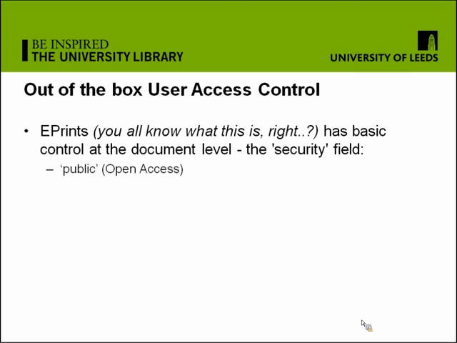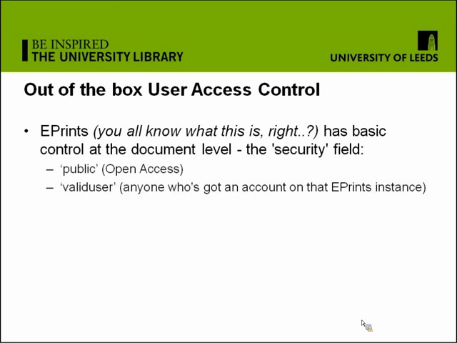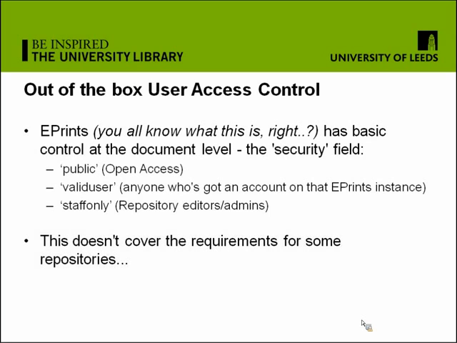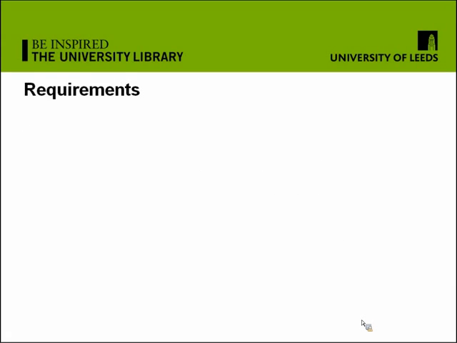Now, as far as what the values are, that value could be public, which essentially means that document is open access. Valid user means basically you can access that document if you've got a valid user account on that particular instance of EPrints. Or you can have staff only, where access is limited to, for example, editors and administrators. And basically, that's why there was a requirement to build an enhanced and a more granular access control layer, because often that doesn't cover the requirements anymore as far as what is actually required on some of the repositories.